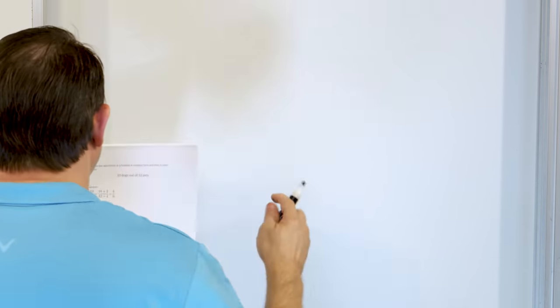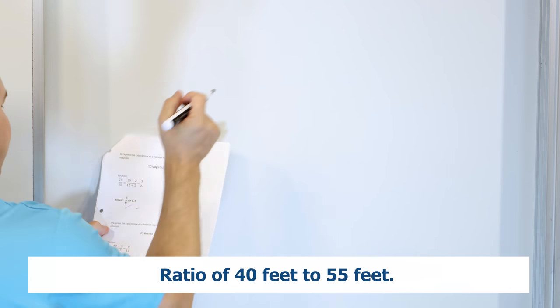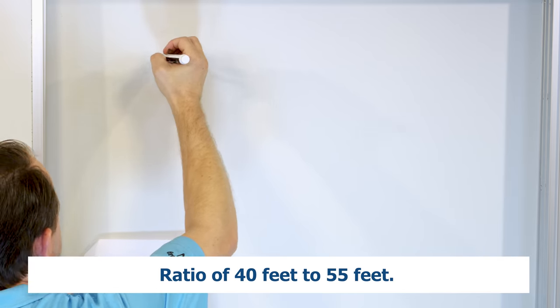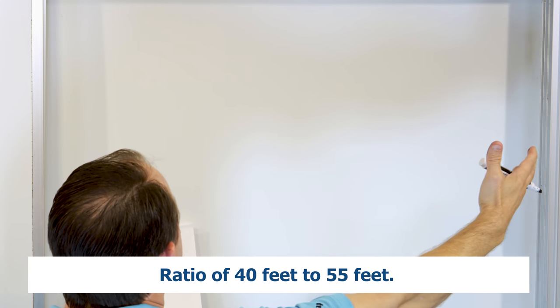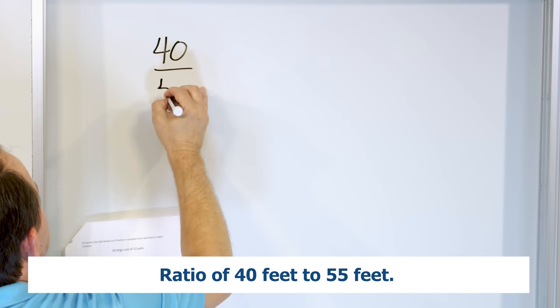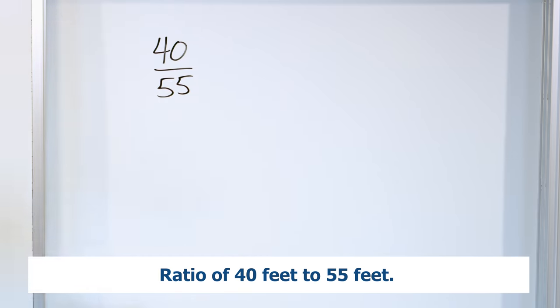All right, almost done. Next one. Let's express the ratio in simplest form between, let's just talk about distances, 40 feet to 55 feet. Let's say I have a 40-foot boat and I have a 55-foot boat. What is the ratio between them? A 40-foot boat as compared to a 55-foot boat. The ratio would be 40 compared to 55.